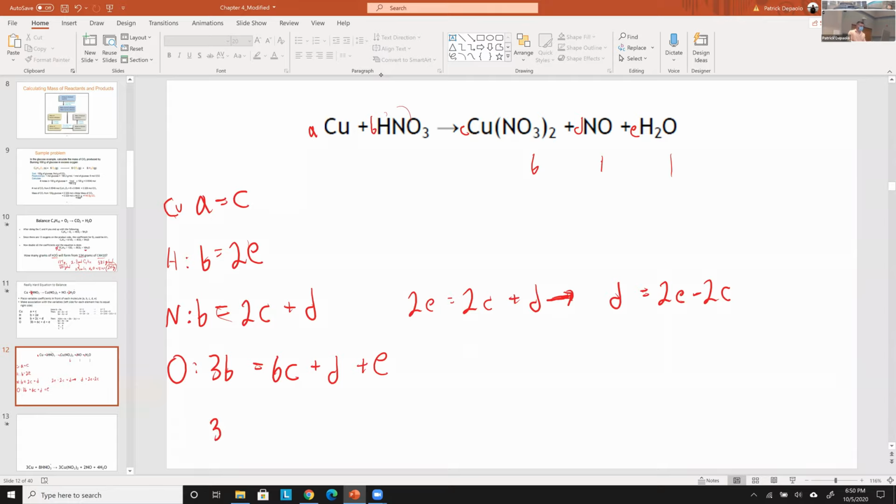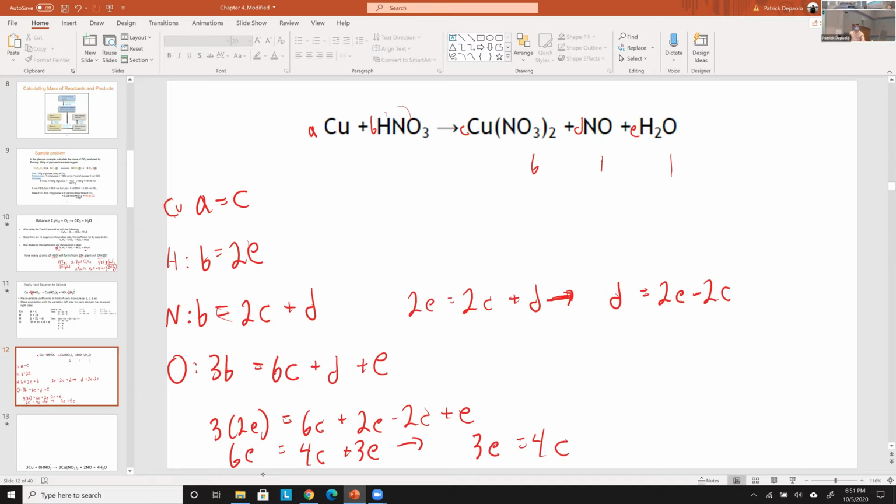So we know that B equals 2E, right? So we can put 3 times 2E, which is 6E, equals 6C plus our new D, which is 2E minus 2C, plus another E. So now we have this big thing of E's and C's, and we can easily condense it. So we have 6E equals 4C plus 3E, and then we subtract E's from both sides, and we get 3E equals 4C.